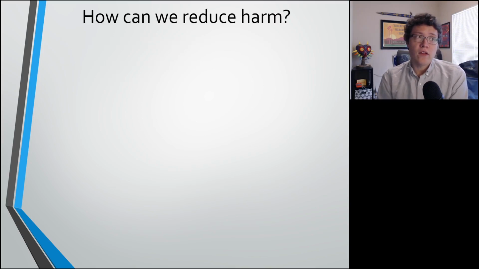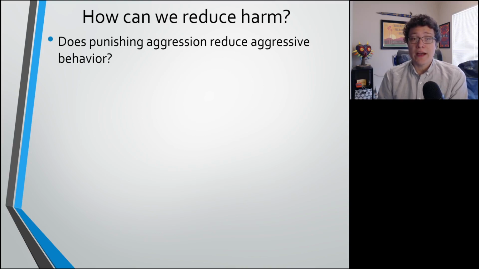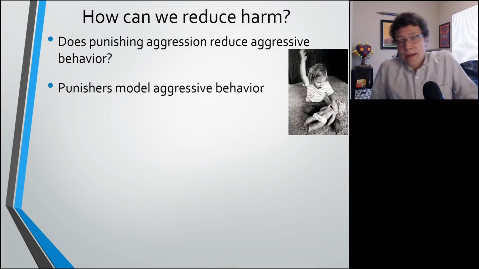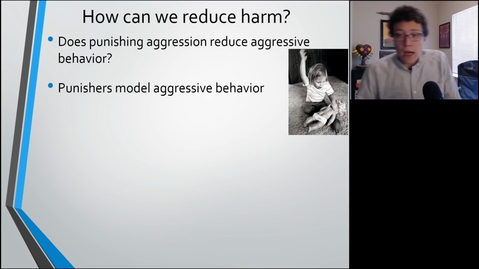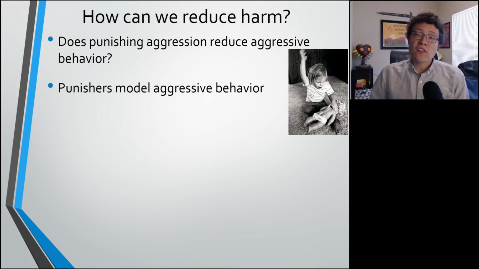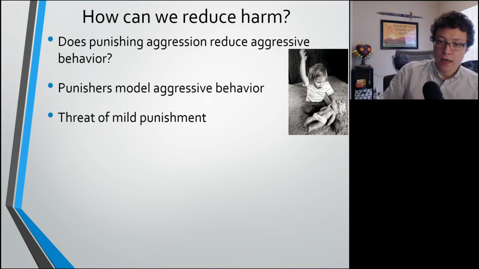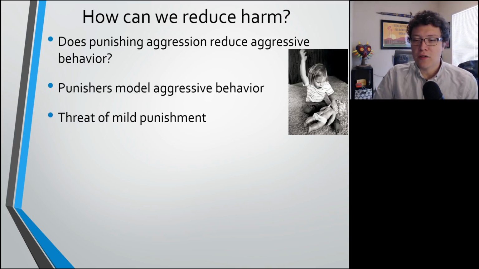Well, one thing you might have thought about was punishing aggressive behavior to reduce further aggression. What we see is that punishers model aggressive behavior. So if we spank a kid, this might induce that person to imitate that action. The important thing is a threat of mild punishment. This has to be powerful enough to get a child to stop an undesired activity, and then the child must be able to justify his or her restraint as an attitude change.